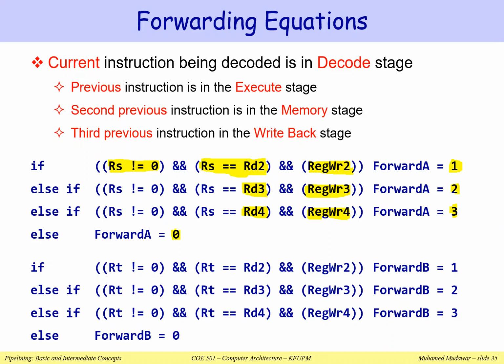The same thing can be said about forward B, but we look at source register RT, not source register RS. So that's the difference between forward A and forward B. In the case of forward A, we are looking at RS. In the case of forward B, we are looking at the register RT. So this is how we write these equations, and they can be implemented very easily in logic. We can convert these equations into a simple circuit that can generate the value of forward A and forward B. So this is how forwarding is implemented in the hardware.